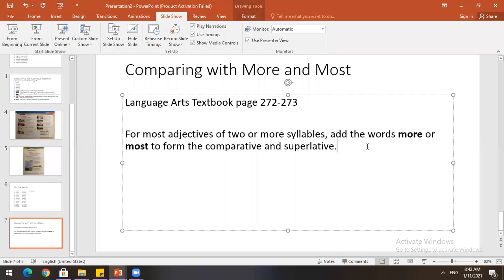All right, so for most adjectives of 2 or more syllables, add more or most to form comparative and superlative. It says for most adjectives of 2 or more syllables. So like I told you, there are some words with 2 syllables where we add ER or EST. But with practice, you will know which ones these are. And never use ER or EST when using more or most.